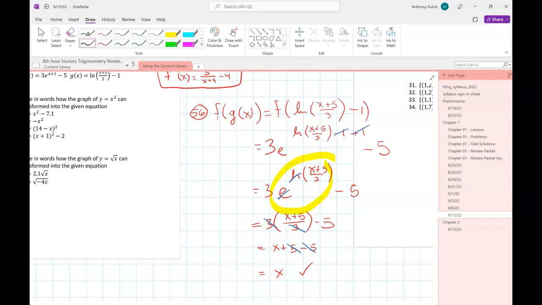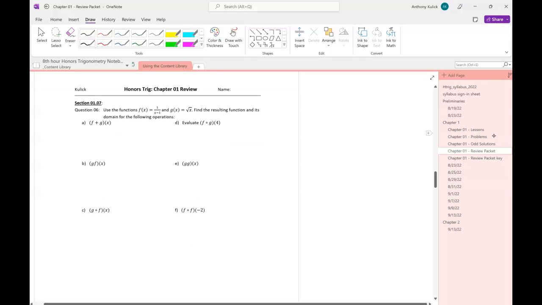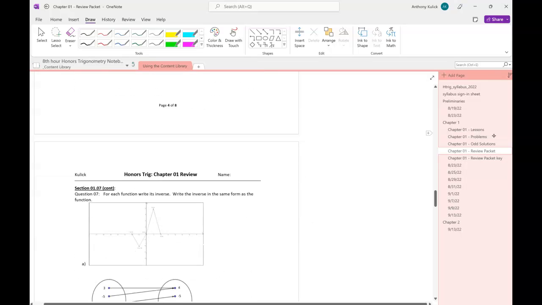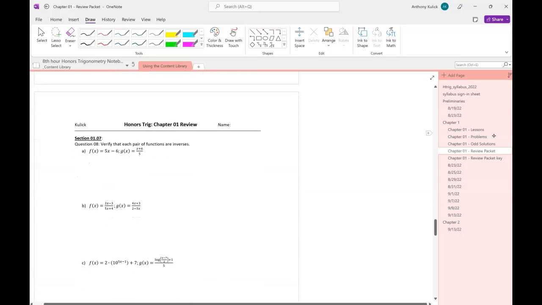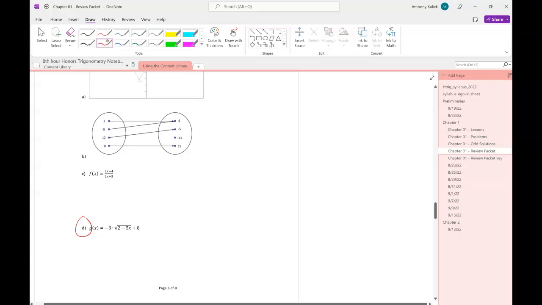Anybody else? Happy to do more. Yes. You've got to give me more than just letter D there. 1.7. Okay, 1.7. What question number though? On the review, because in section 1.7, question 6 has a D, question 7 has a D, and question 8 has a D. Question 7. So this one right here.